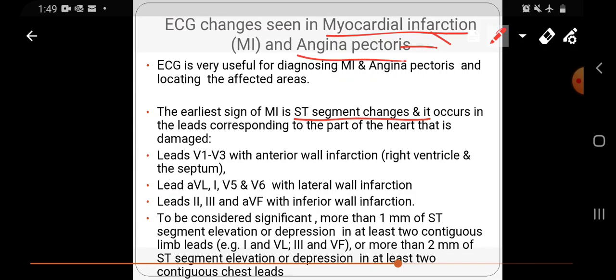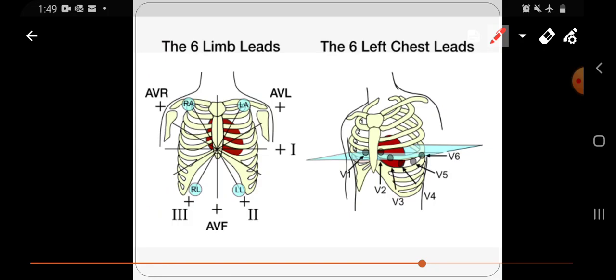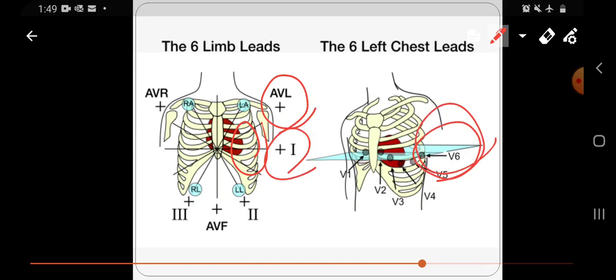For example, if the infarction is in the lateral wall of the heart, the leads that may show ST segment changes are leads AVL, 1, V5 and V6. These are most commonly affected if the infarction is happening in the lateral wall. Now if the infarction is happening in the inferior wall of the heart, the leads that will show ST changes are leads 2, 3 and AVF. Now leads 1, 2 and sometimes lead 3 are affected in cases of anterior wall infarction.